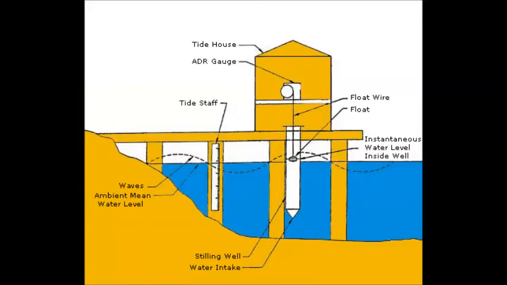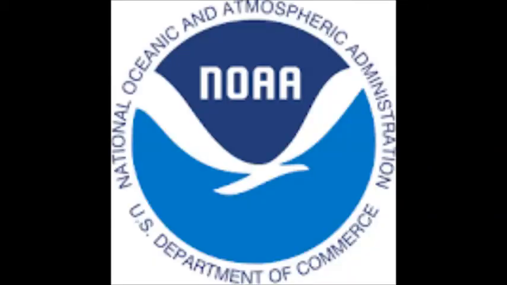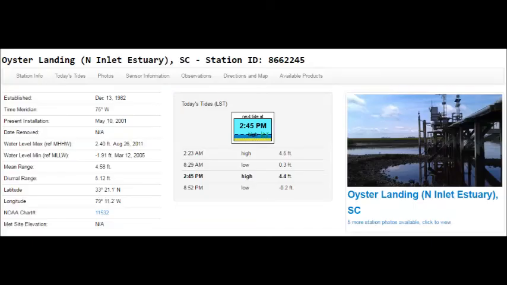Now that we know what affects water levels, we will discuss how to predict water levels. The water level of the ocean can be recorded by putting a float in a tube inside the ocean to record the rising and falling of the water. This information is collected by the NOAA and is publicly available. I gathered my information from Oyster Landing near Georgetown, South Carolina.